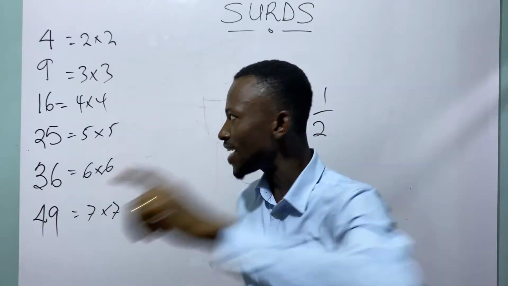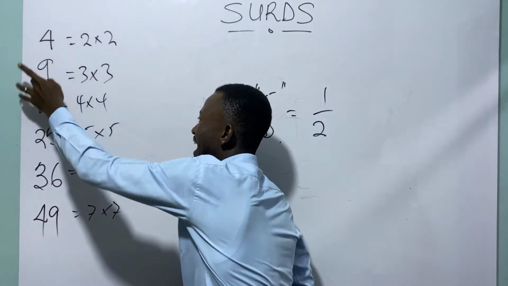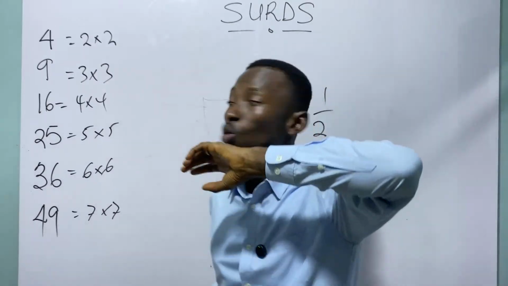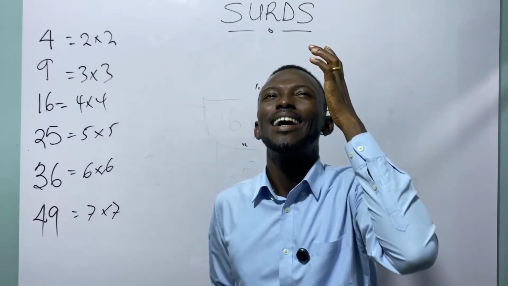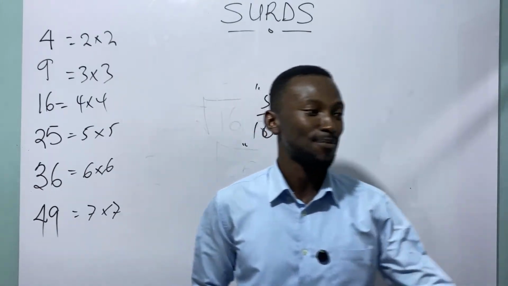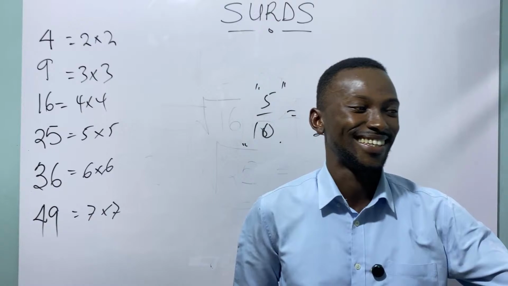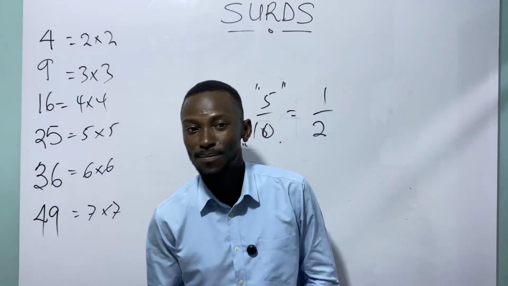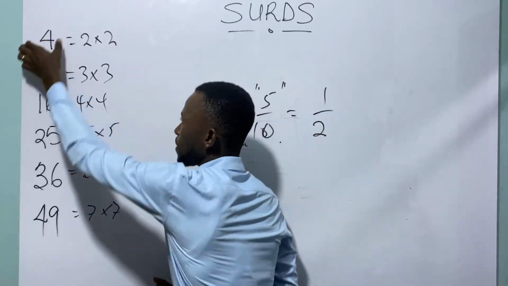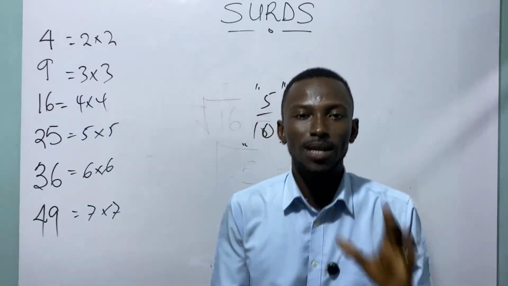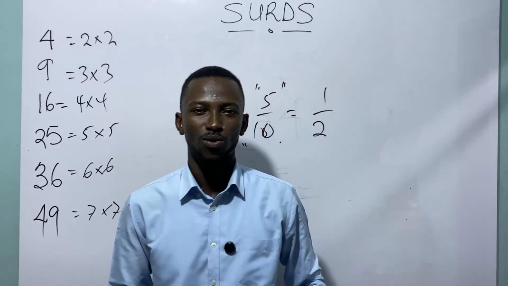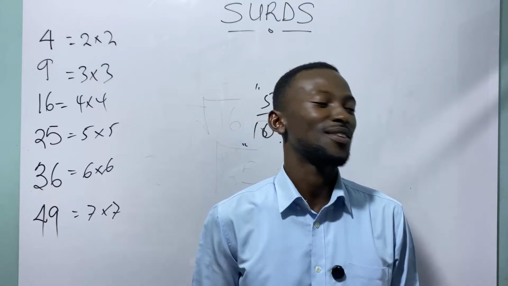So just know these perfect squares: 4, 9, 16, 25, 36, 49. Just know them. How should I even put it? Sometimes to pass your exam, you have to chew and pour. You have to chew and pour. Some things are there, you just have to know them. So if you know these perfect squares, then when it comes to simplifying sets, you will be able to answer any question at all. Trust me, you'll be able to answer any question.